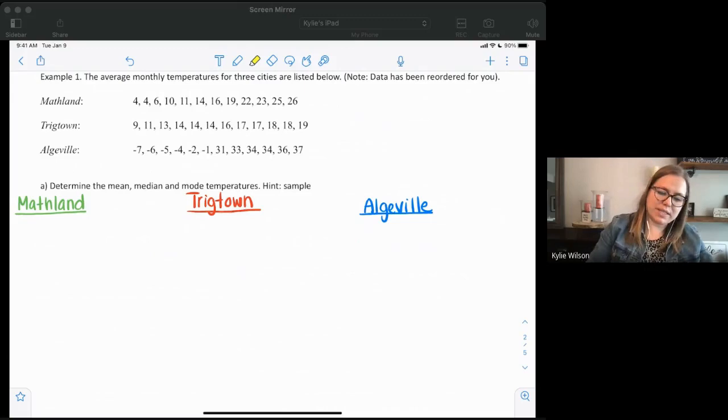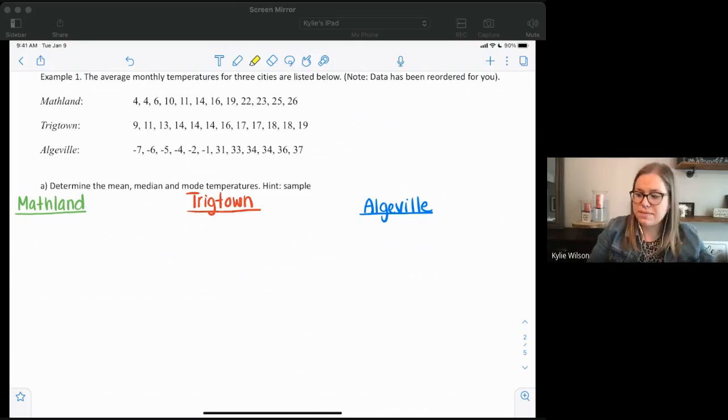So we're given some data about 3 cities, Mathland, Trigtown, and Algeville. And these are average monthly temperatures. Now the first thing we want to do is determine the mean, median, and mode temperatures. So we're going to be using a sample here.